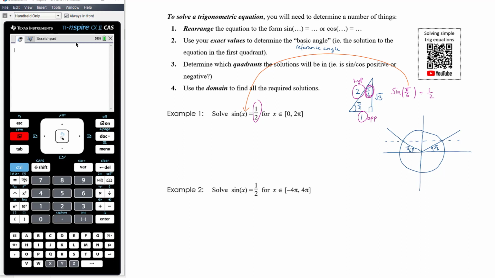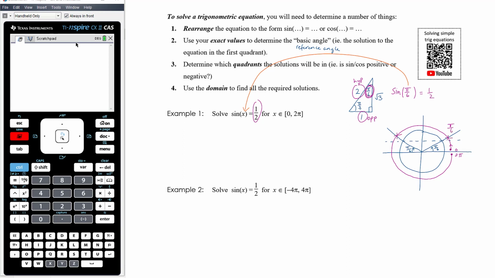Okay. The next thing is to use our domain to find the required solutions. So for this particular equation, our domain is 0 to 2 pi. So we're going to start here at 0, and we're going to be travelling around the unit circle. That's pi on 2, this is pi, this is 3 pi on 2, and this is 2 pi. So we're doing one lap of the unit circle going in this direction, and we're finding all the solutions in that one lap. So we see there are two solutions, here and here.